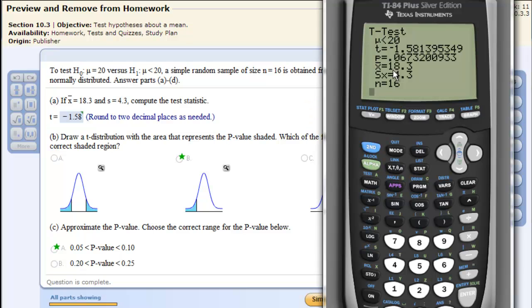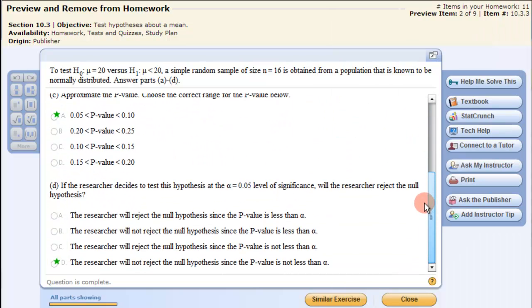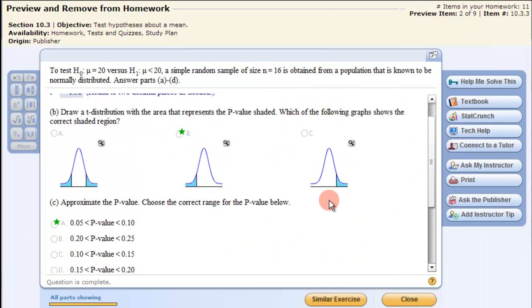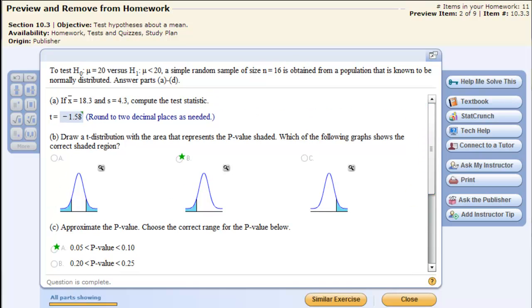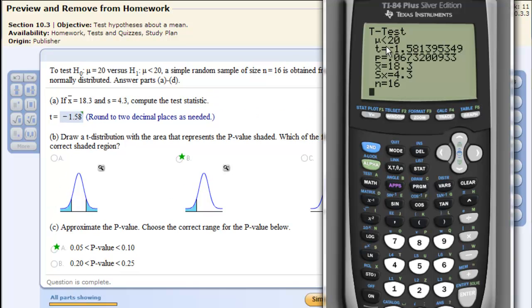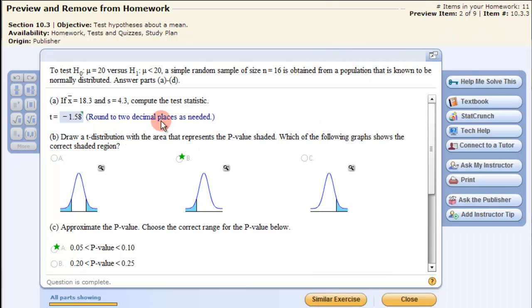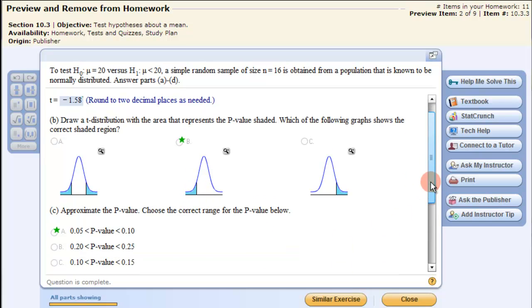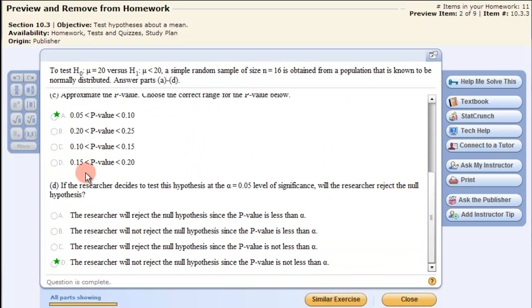It does have a p-value of 0.0673. I don't know if they have an exact value here, but they have an approximation of the p-value there for us. So this gives just a t statistic and an approximate p-value. If you need to draw a t distribution, you can see it's a left-tailed test, so it would be on this side. And then we'd basically make the conclusions.